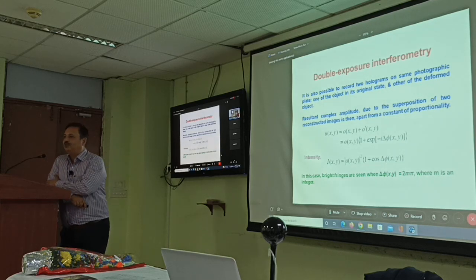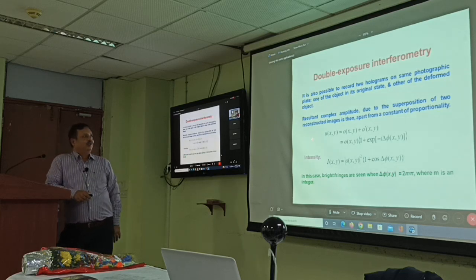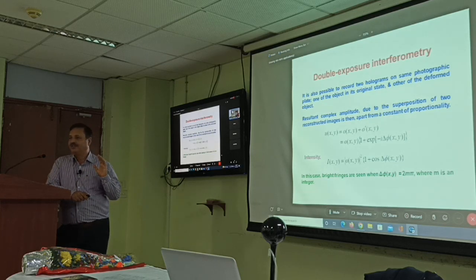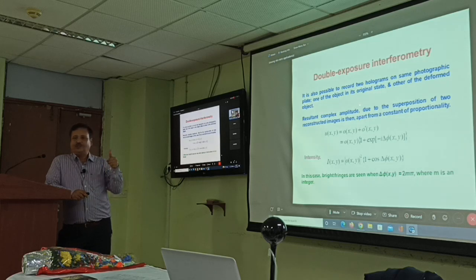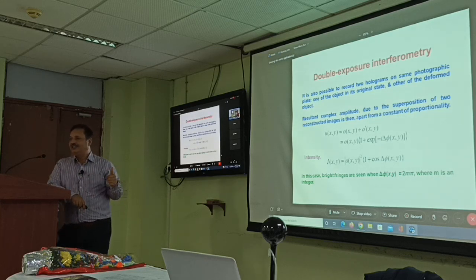Now we have another solution, another type of holographic interferometry, that we call double exposure interferometry. What is double exposure interferometry? It is possible to record 2 holograms on the same photographic plate. You are not developing the holographic plate in between. You are recording 2 holograms on the same holographic plate, one of the object in its original state and the other of the deformed object. Getting my point? One of the object at rest, another one with the deformation. So what is the benefit of doing it?